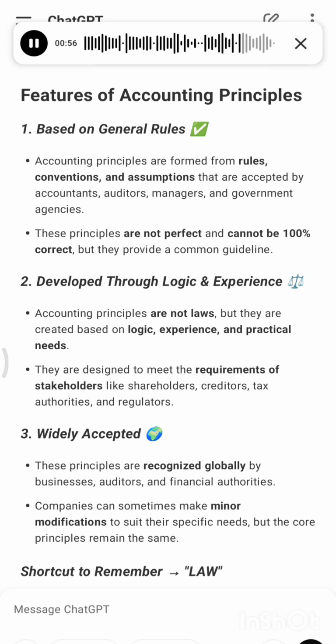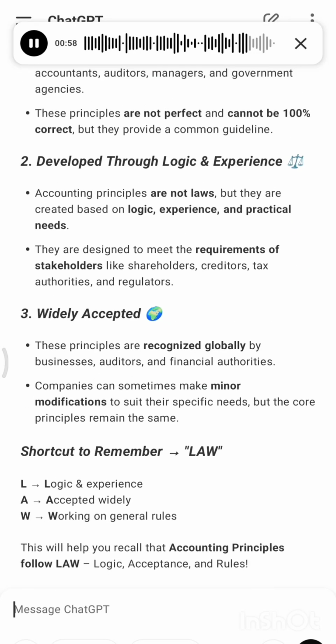Shortcut to remember: law, logic and experience, accepted widely, working on general rules. This will help you recall that accounting principles follow law, logic, acceptance, and rules.